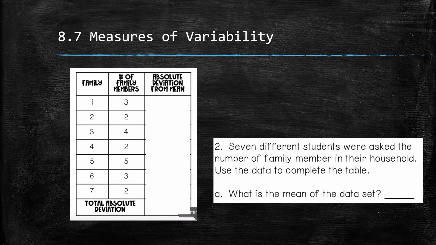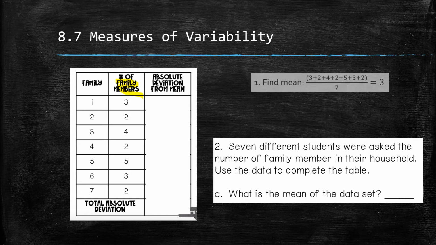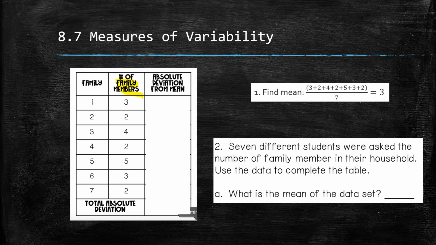So our task is to take this data and calculate the MAD. 7 different students were asked the number of family members in their household. When we're calculating the MAD, the first thing we want to do is find the mean of our data. So I'm going to add those up and divide by 7 since I have 7 data points. And when I do that, I get a mean of 3.